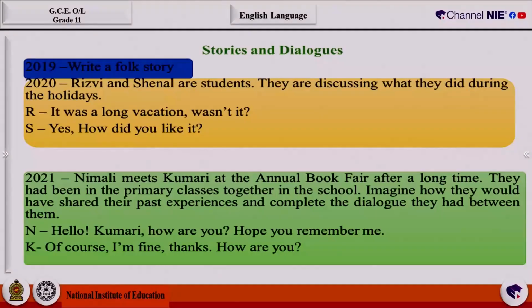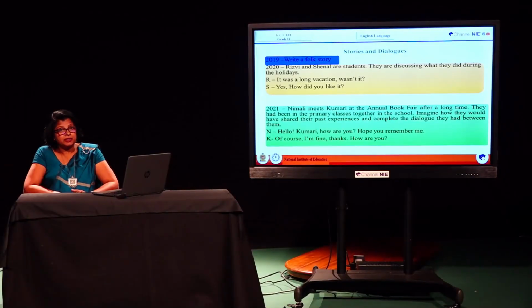The other option is writing a dialogue. I have taken two examples from the 2020 paper and the 2021 paper. In 2020, a certain situation is given. Rizvi and Shenal are students. They are discussing what they did during the holidays. So, the first utterances are given. Rizvi is talking first: It was a long vacation, wasn't it? Shenal is answering: Yes, how did you like it? So, the rest of the dialogue has to be built by you. And again, you have to think of the length, the number of words that you have to include in your dialogue when you are writing this dialogue.